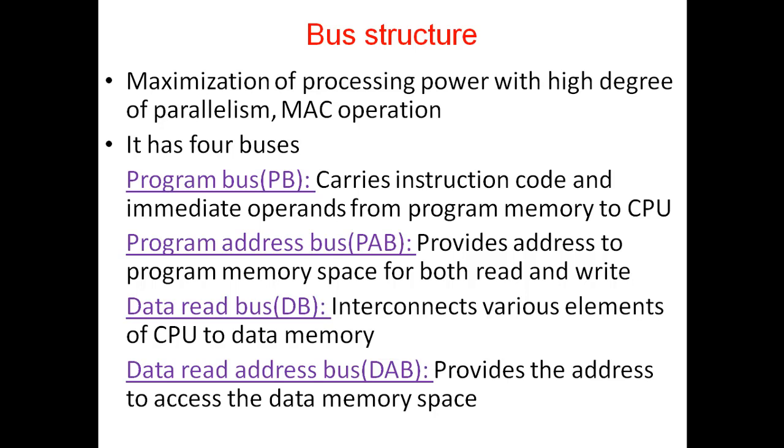Program bus carries the instruction code and immediate operand from program memory to CPU. Program address bus provides the address to the program memory space for both read and write. Data read bus interconnects various elements of CPU to data memory. Data read address bus provides the address to access the data memory space.